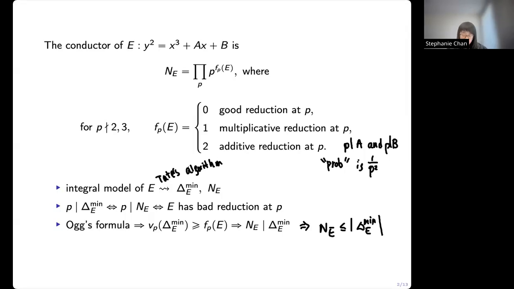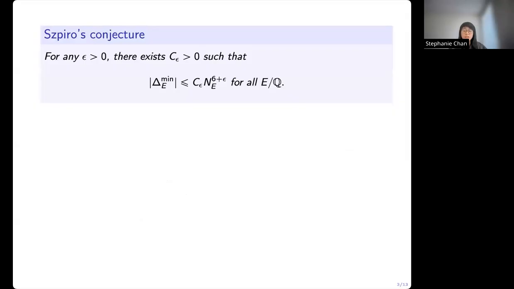But it is possible that there is some prime that divides the minimal discriminant to some large exponent, but divides the conductor only to some small exponent. So, right, Szpiro's conjecture tells us that this doesn't happen, or well, this shouldn't happen very often.